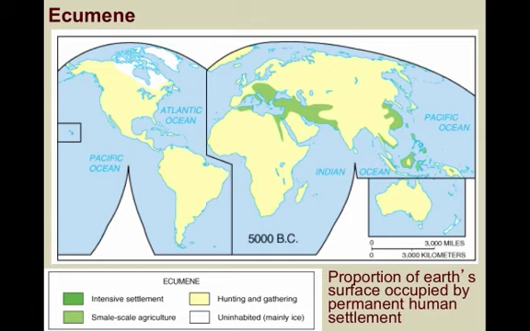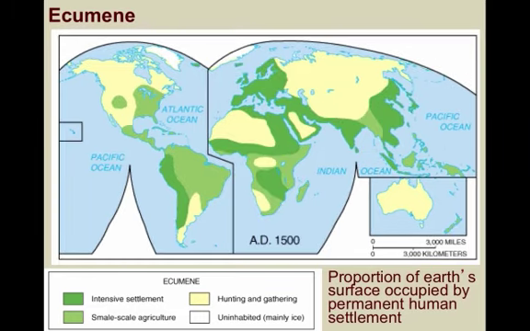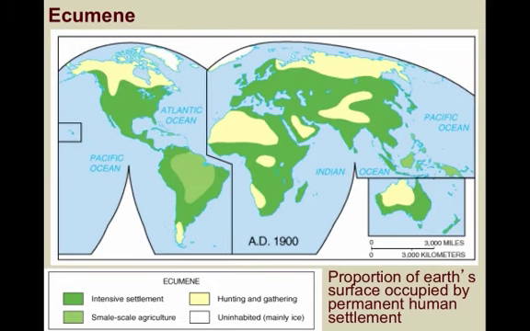Now this map shows the ecumene at around 5000 BC, or around 5,000 years after the beginning of the first agricultural revolution. The ecumene is the proportion of the Earth's surface occupied by permanent human settlement. The next map shows the ecumene 5,000 years later, and you can see how much mankind had grown and spread due to farming, and then how much greater mankind has spread by the time of the Age of Exploration, and then later as the Industrial Revolution had begun.